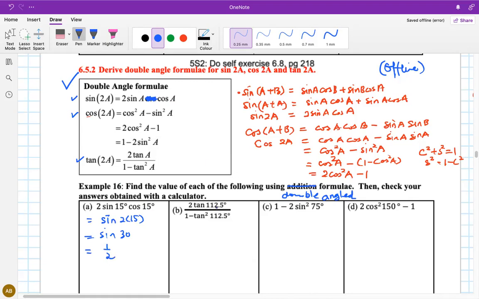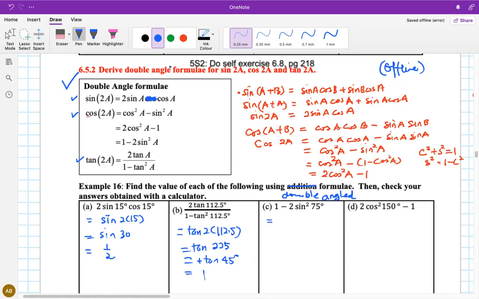Next, 2 tangent 112.5 over 1 minus tangent square 112.5 is the same as 2 tangent A over 1 minus tangent square A. So it's equivalent to tangent 2 times 112.5. So you get tangent 225. Tangent 225 is the same as positive tangent 45 degrees. Therefore, it is 1.